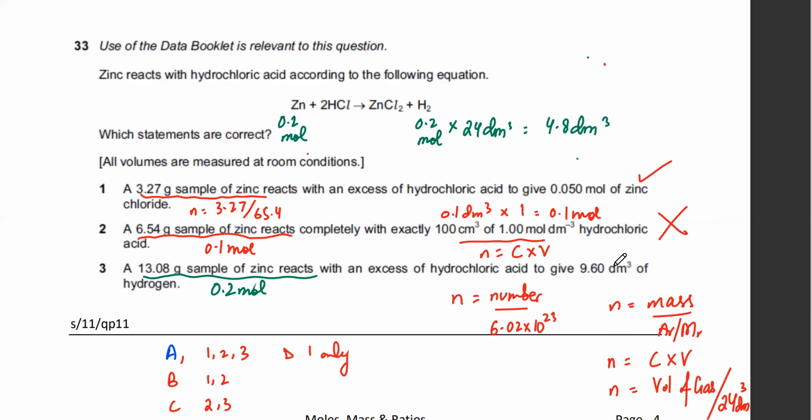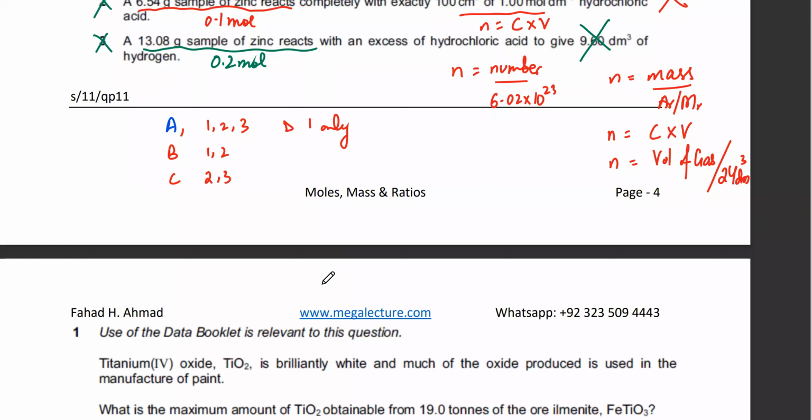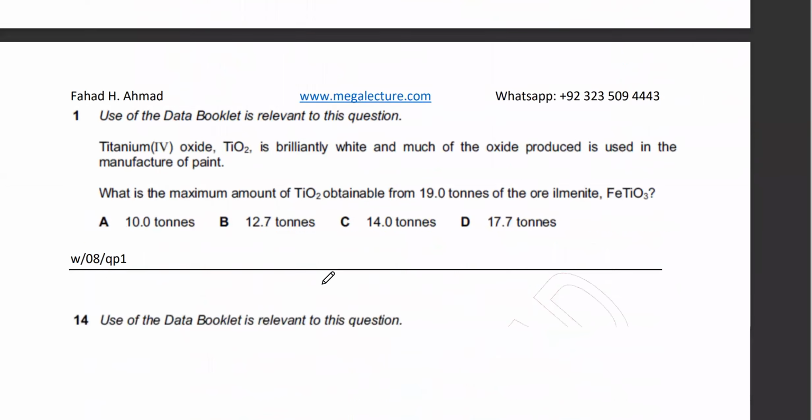He's saying that you should get 9.6 dm cube, which is incorrect. If you've got 0.2 moles of zinc, you're going to get 0.2 moles of H2 gas, 1:1. And if you've got 0.2 moles of H2 gas, the volume would be 4.8 dm cube. It's not going to be 9.6 dm cube. So that means option number 2 and option number 3 are both incorrect. Is this clear, this question? All clear? So only the first statement was actually correct.